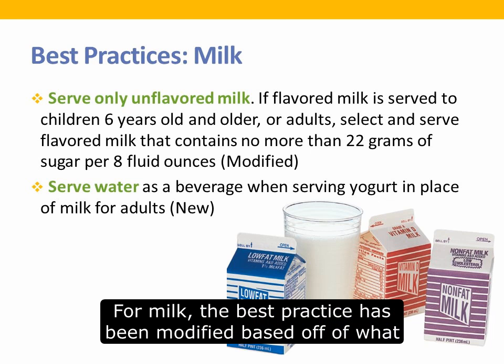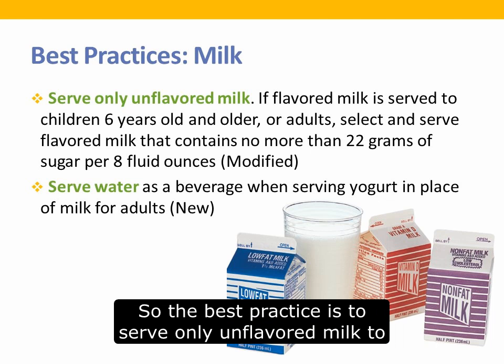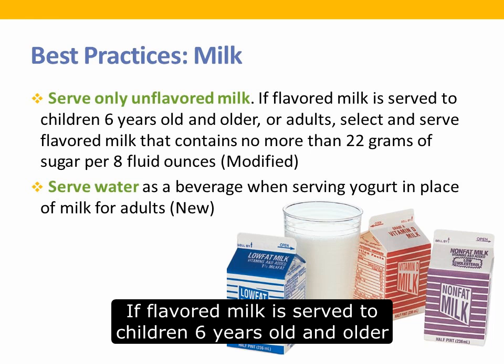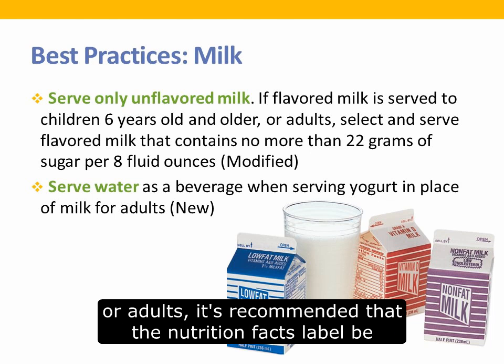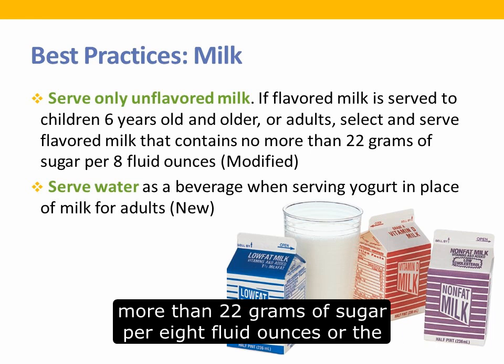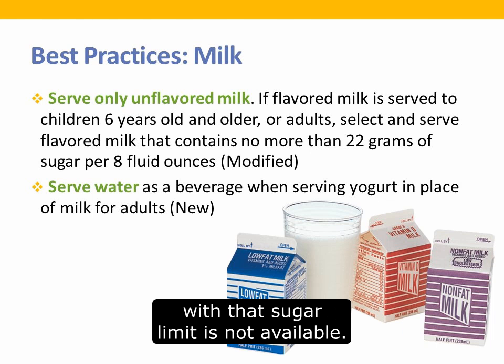For milk, the best practice has been modified based off of what we did with the requirements. So the best practice is to serve only unflavored milk to all participants. If flavored milk is served to children 6 years old and older, or adults, it's recommended that the nutrition facts label be used to select and serve flavored milk that contains no more than 22 grams of sugar per 8 fluid ounces, or the flavored milk with the lowest sugar amount if a flavored milk with that sugar limit is not available.